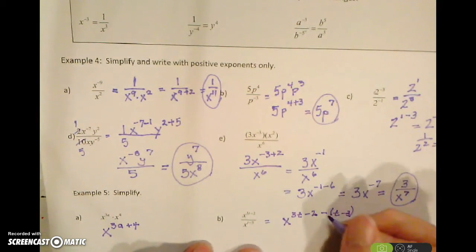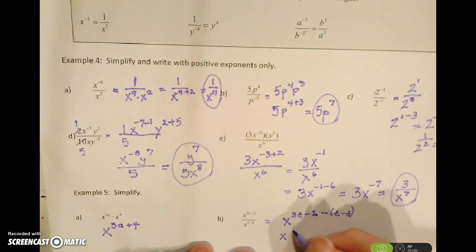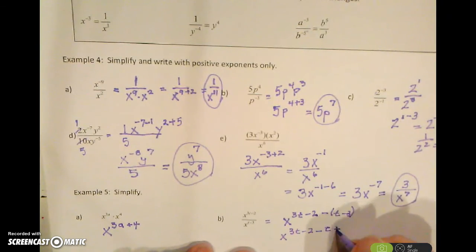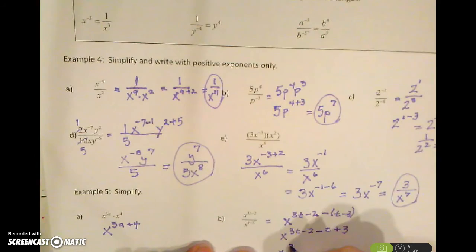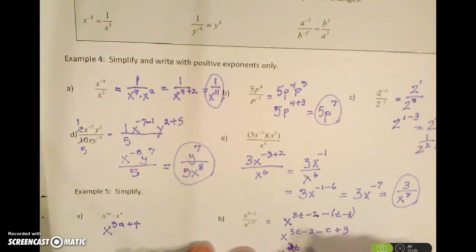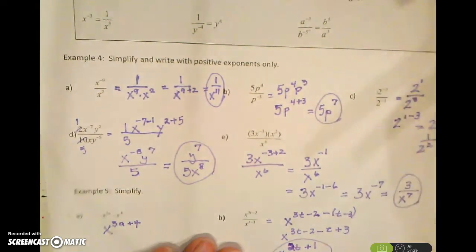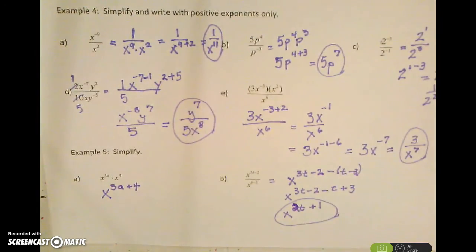And I'm going to put it in parentheses because I want to subtract the whole thing. So then that's 3t minus 2 minus t plus 3. Minus and minus is plus. So x to the 3t, oh, it should be 2t. I'm going to combine terms. 3t minus t is 2t. And then negative 2 plus 3 is plus 1. Now we have no idea whether that's positive or negative, so we're not going to do anything past that point.